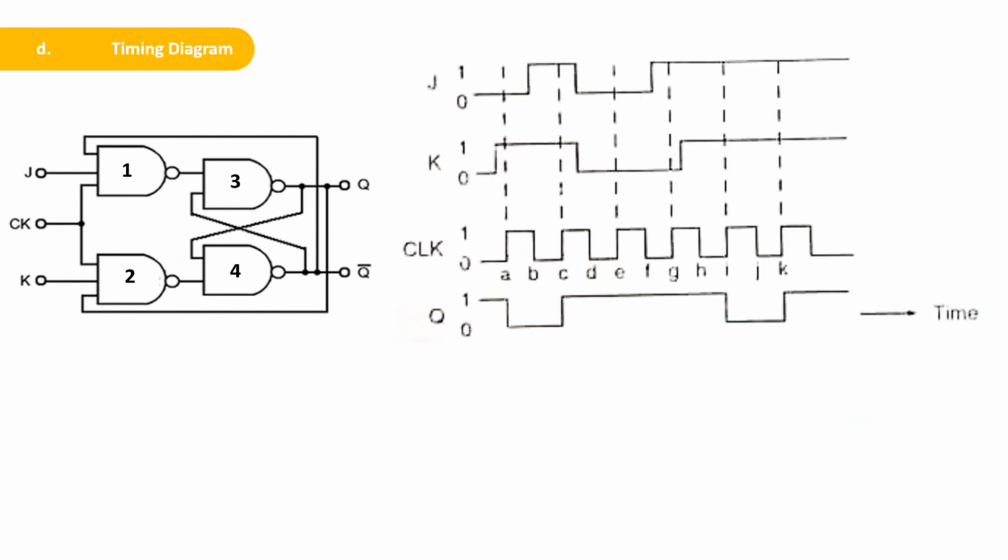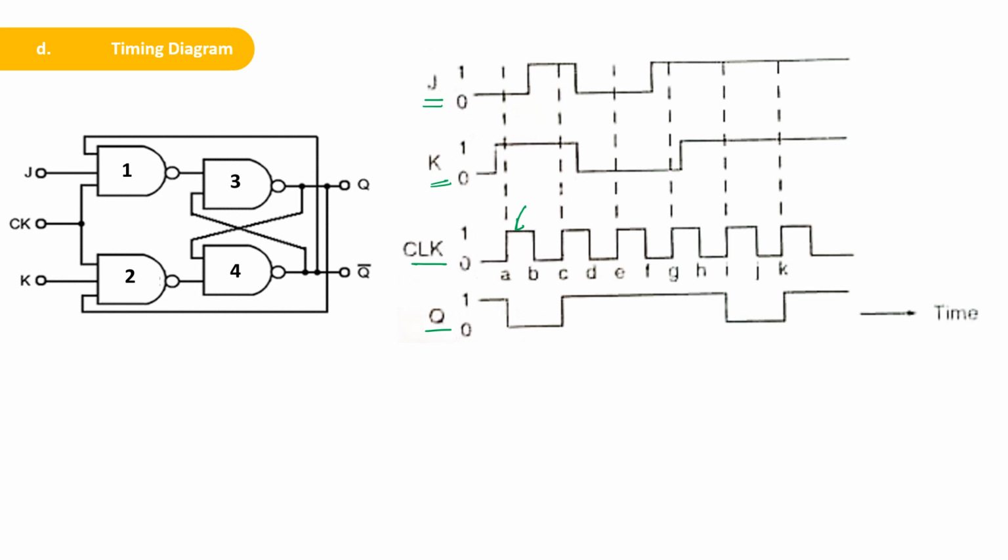In the slide, the timing diagram of the JK flip-flop is shown. There are different combinations of J and K, and this is the clock signal, this is the output Q. When your clock signal becomes high, or when you apply a high signal at the clock input, it will check the input combinations, and according to that your output will change. When the clock signal is 0, whatever the combination of the input, the output will not change.